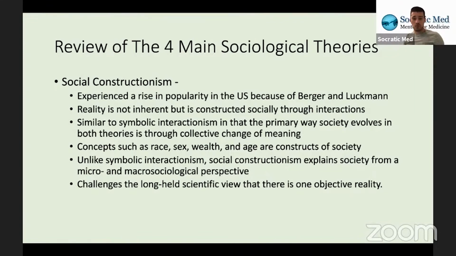So for example, with social constructionism, those concepts would be race, sex, wealth, age, and a number of concepts. Those are all constructs of society. So basically, there is no one objective reality with any of these. They're all constructed because of our society, and they all vary widely throughout different societies. So unlike symbolic interactionism, social constructionism explains society from a micro and a macro social perspective. And it also challenges the long-held scientific view that there's one objective reality. So that was the scientific view, but social constructionism says not really. Race, for example, is a social construct.